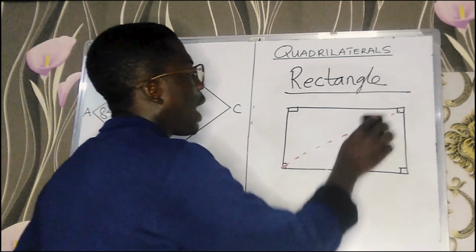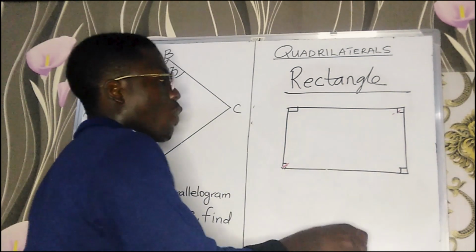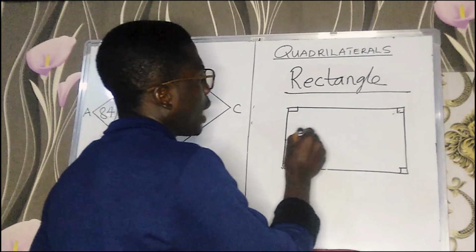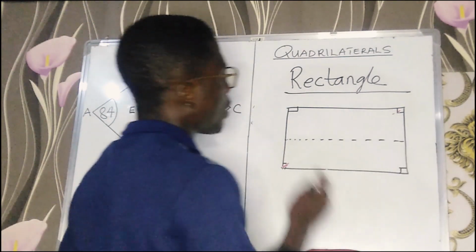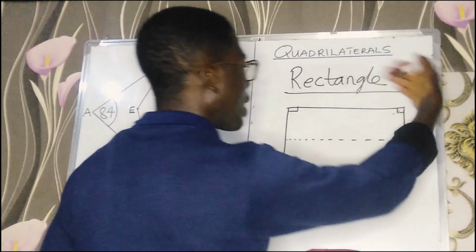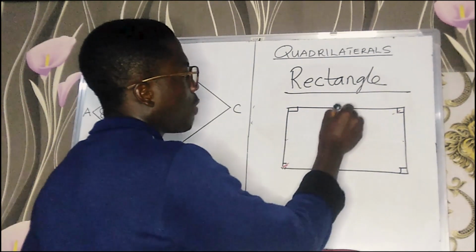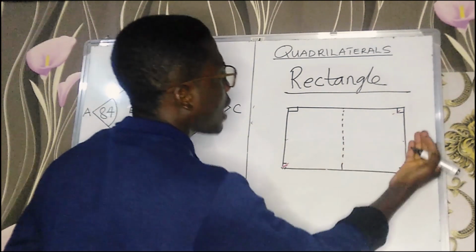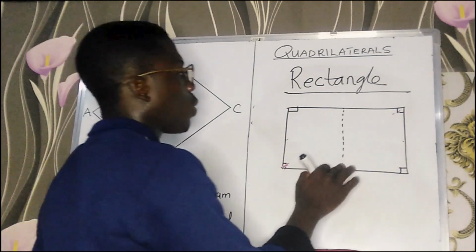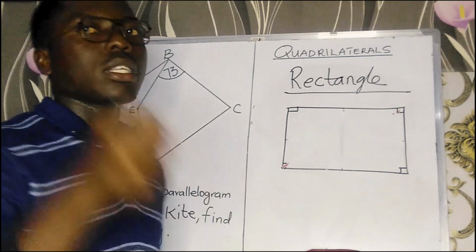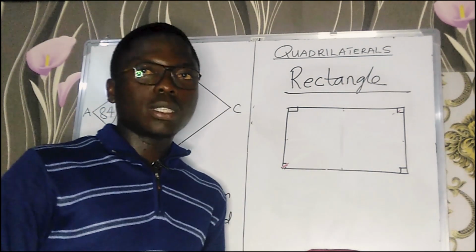And so in a rectangle, we have only 2 lines of symmetry, which is this line here. If we should divide it this way, we can fold this half exactly onto this one. And then the second one is that if we should divide it this way too, we can fold this half exactly onto this one. So a rectangle has 2 lines of symmetry.